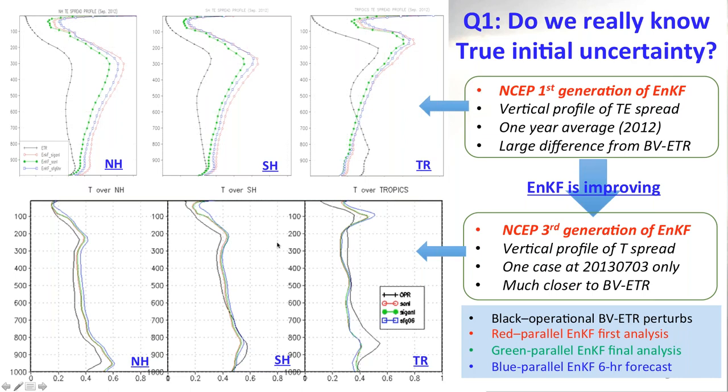And after a couple of generations, the third generation, at that time the breeding vector was still running, but the EnKF got upgraded. You see the black line is still the operational breeding vector, but the EnKF made big changes. It looks very close to the breeding vector. I don't know which one you would choose, but from the first generation to the third generation there is a big difference, right? I think you saw that. This is particularly for the northern hemisphere. You see the percentage maybe a little bit strong, but the profile structure is pretty similar, okay.